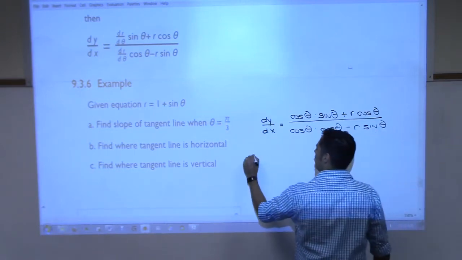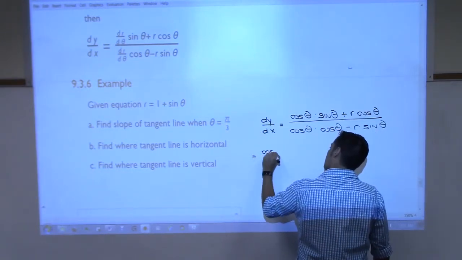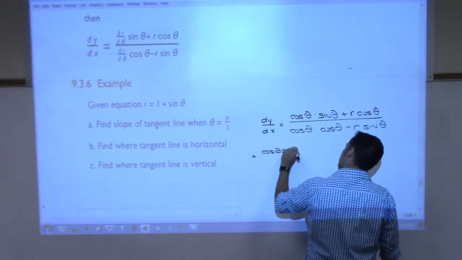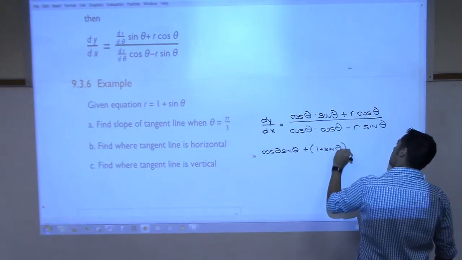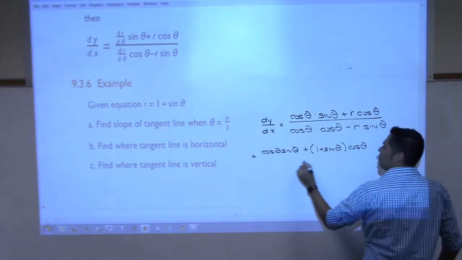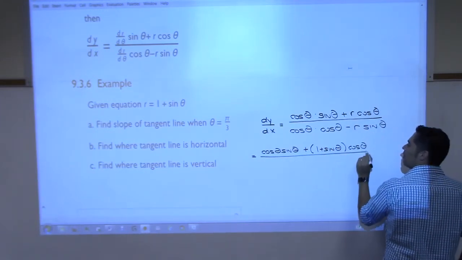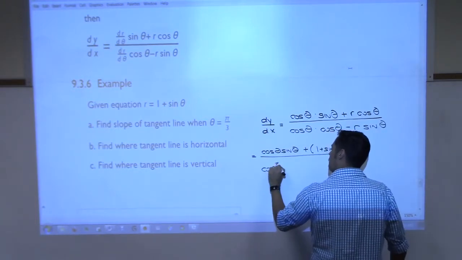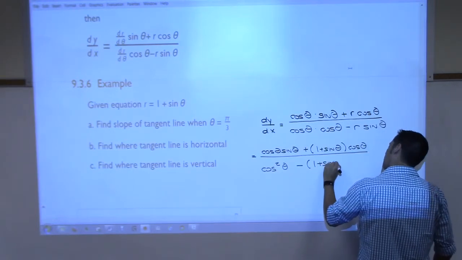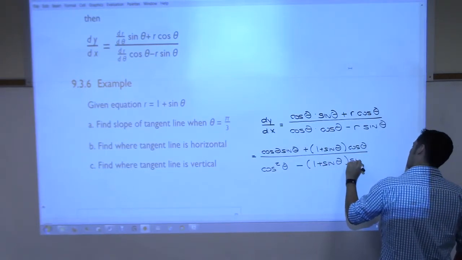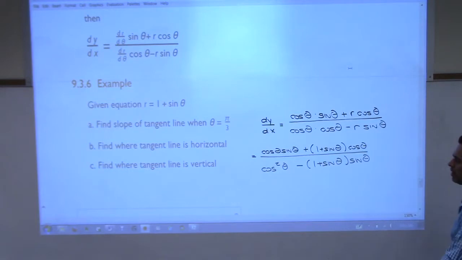So this is actually cosine theta sine theta plus r, which is 1 plus sine theta, times cosine theta, over cosine squared theta minus r, which is 1 plus sine theta, times sine theta. And we could go through the process right now of cleaning this up, right? Trying to, at least.